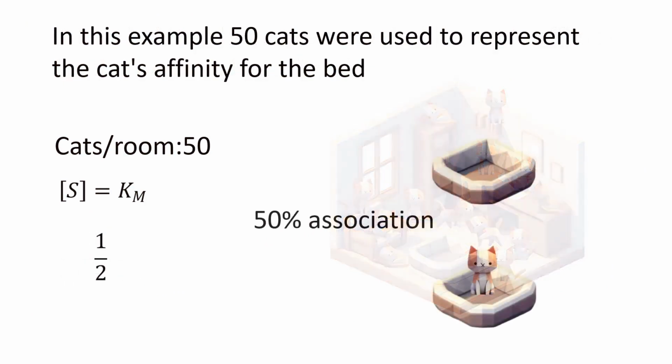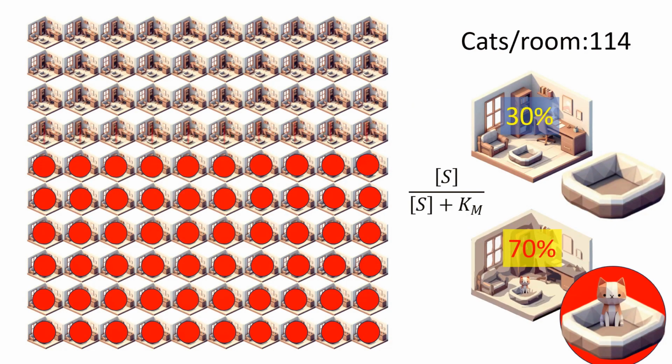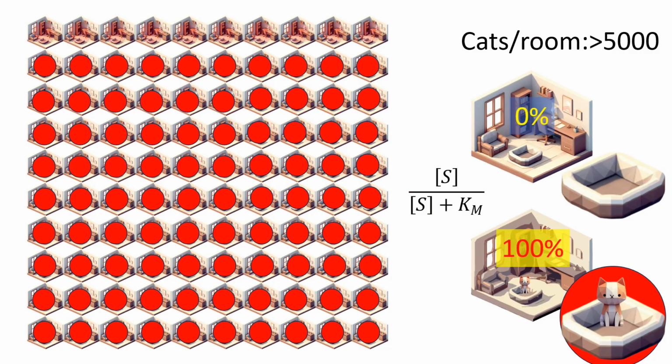This is the number of cats we need to add to the rooms to guarantee half of the beds are filled. This represents the halfway mark between never finding a cat in a bed and the upper limit where we would never see an empty bed. As we can see with our mass action term in the equation, solving for the percent bound, when the concentration of substrate equals the affinity constant, gives us a value of 1/2 or 50%.